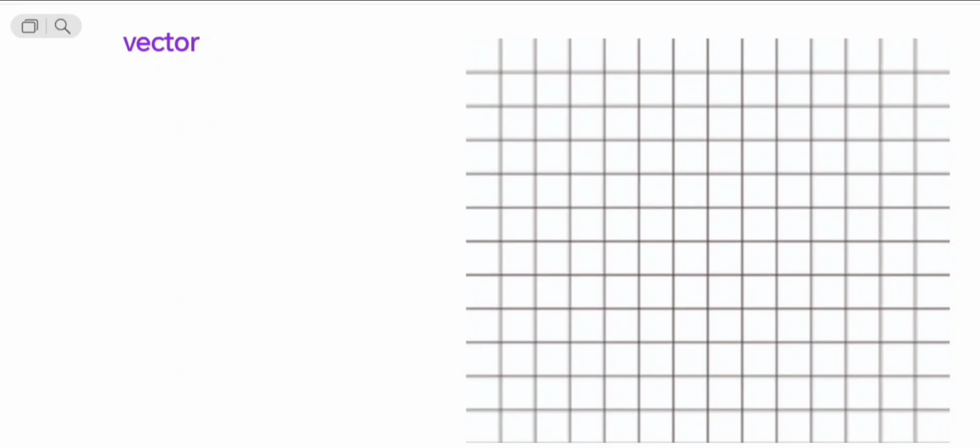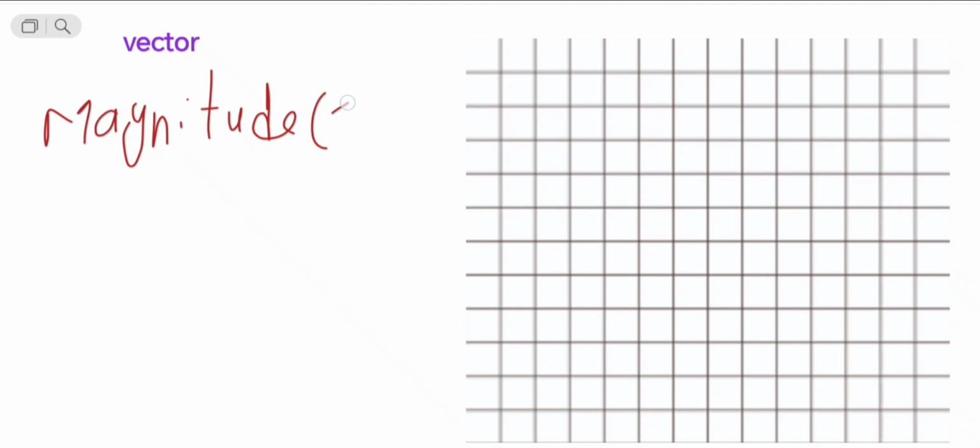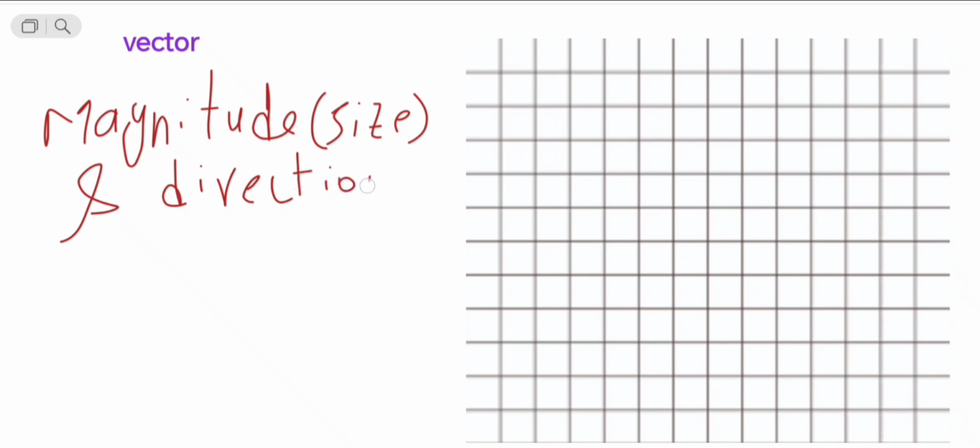Today we are going to learn what is a vector. A vector is a quantity which tells us the magnitude, means the size, and direction. Vector tells us two things, magnitude and the direction. For example, how long and where it goes, the direction.